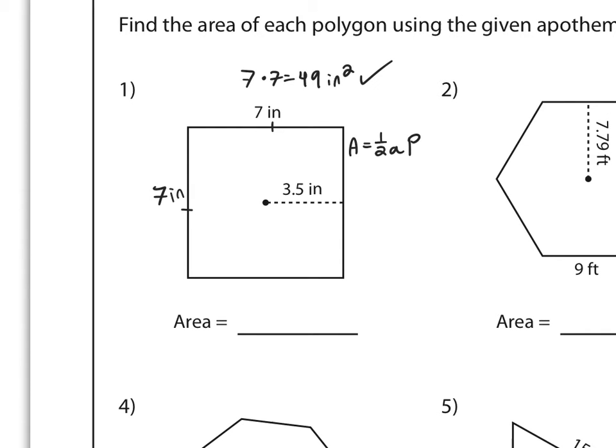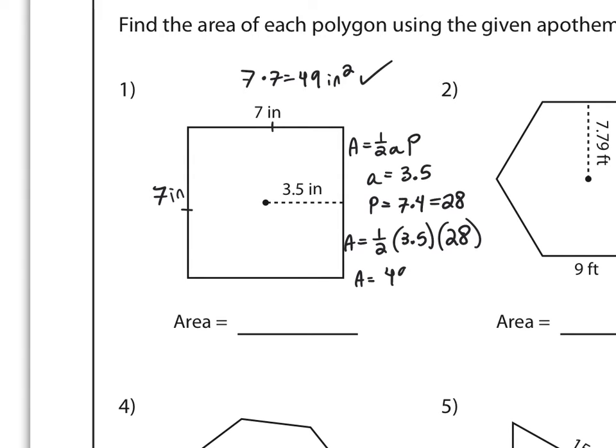So my formula says that the area of this square, of this regular quadrilateral, would be equal to 1/2 times the apothem times the perimeter. Well, I'm told that my apothem is 3.5 inches, and my perimeter is just going to be 7 times 4, since my side length is 7. So that's 28. So then the area is going to equal 1/2 times 3.5 times 28. Type those in your calculator and see what you get. I bet that you get 49 square inches. You should, because that's our area here. So that just illustrates that you can use either formula to find the area of a square.